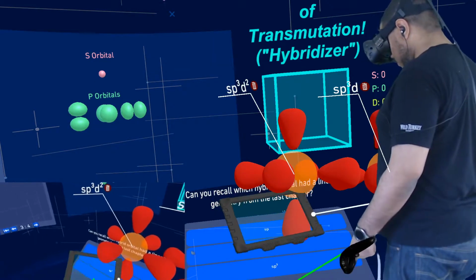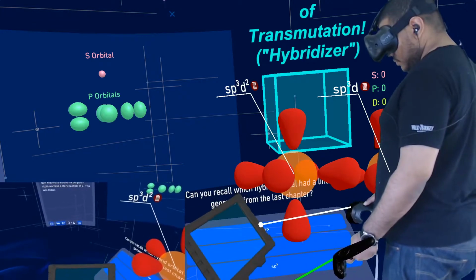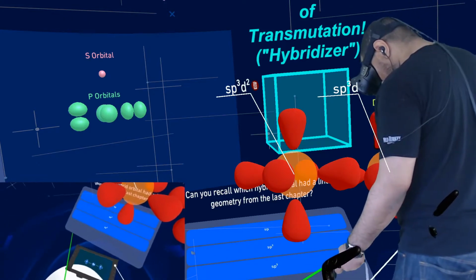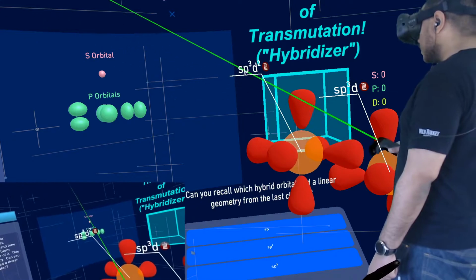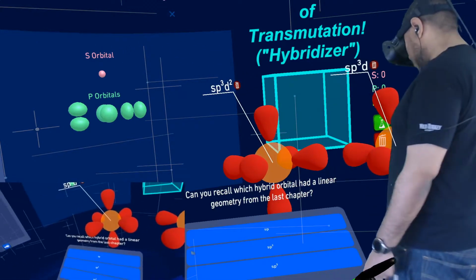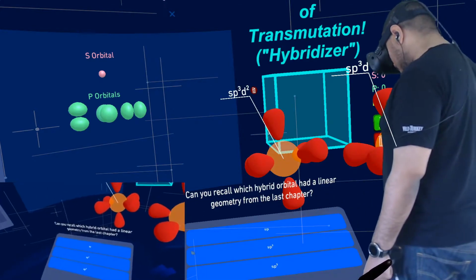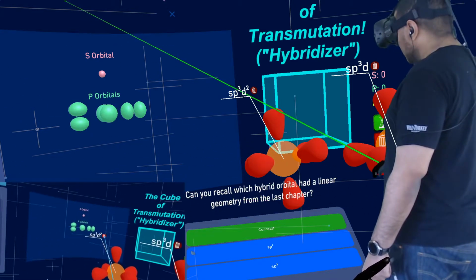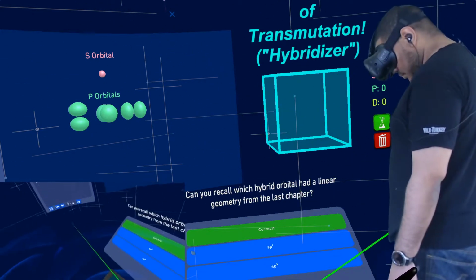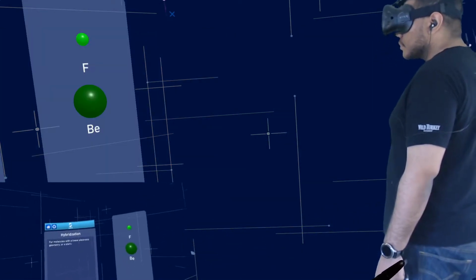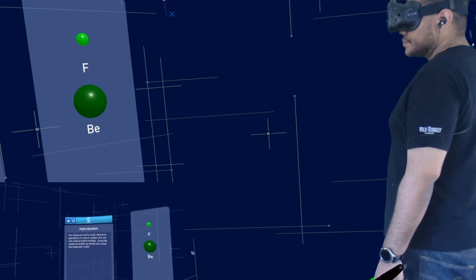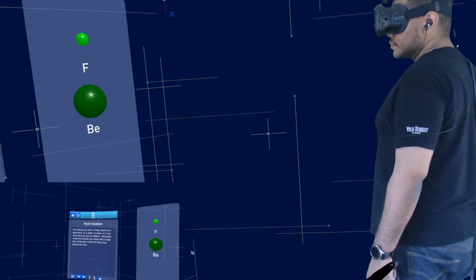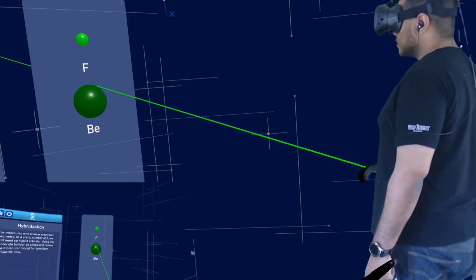You can see the Lewis diagram for beryllium difluoride on the tablet. Counting the number of atoms and lone pair electrons around the beryllium atom, we have a steric number of 2. This will result in a linear geometry. Can you recall which hybrid orbital had a linear geometry from the last chapter? For molecules with a linear electronic geometry or a steric number of 2, we'll need sp hybrid orbitals. Using the molecule builder, go ahead and create the molecular model for beryllium difluoride now.